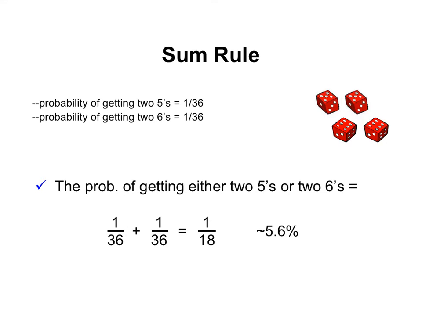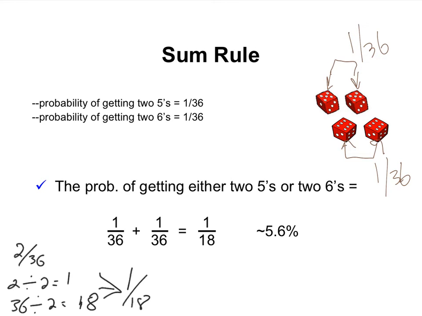Well, we already said it'd be 1 in 36 chances of getting 2 5s in a row. Well, it'd be the same chances for these two to happen together, right? One and the other. So the probability of getting 2 5s is 1 out of 36. And the probability of getting 2 6s is 1 out of 36. But now all I have to do is add them together, right? So if I add them together, I get 2 out of 36, or 1/18, because I can reduce that. Remember, we're always looking for the reduced version.